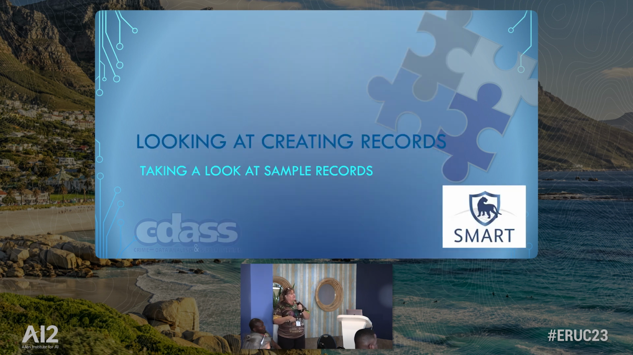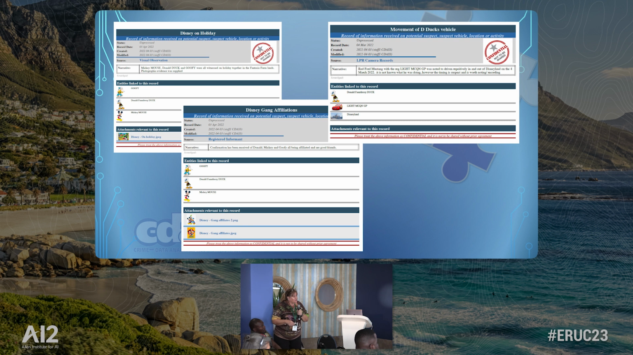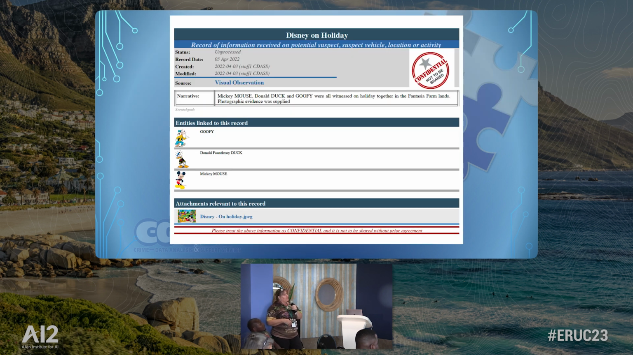All right, so let's look at creating records. Records are the things that you're going to use most often once you've got your entities developed. And as I say, a record is when you get information coming in. So if we had to look at this one, for instance, this is information that came in. And as I said to you, we read it previously, Mickey Mouse, Donald Duck, and Goofy were all on holiday together in the Fantasia farmlands, and photographic evidence was supplied. So what we would then do is we then add the entities that it's linking to. So Mickey Mouse is there, Donald Duck is there, and Goofy is there.